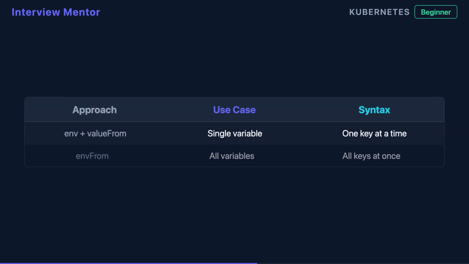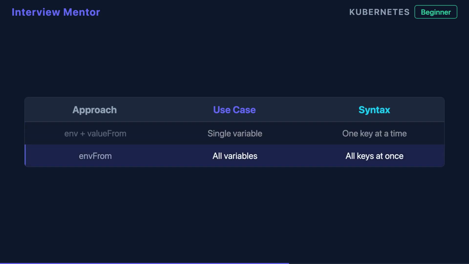If you need to load all keys from a config map or secret at once, use envFrom instead of env. Instead of mapping each key individually, envFrom imports every key-value pair as an environment variable. This saves you from writing repetitive YAML when you have many variables.